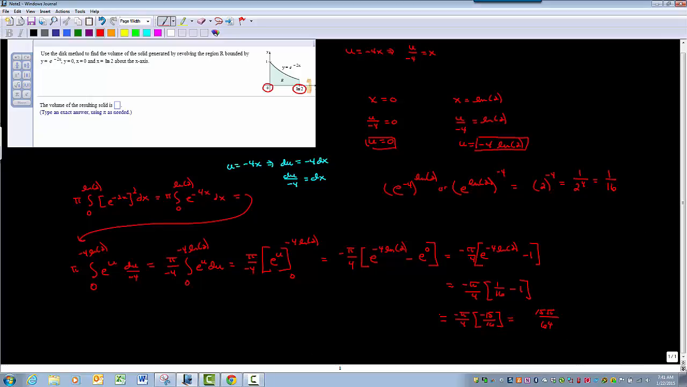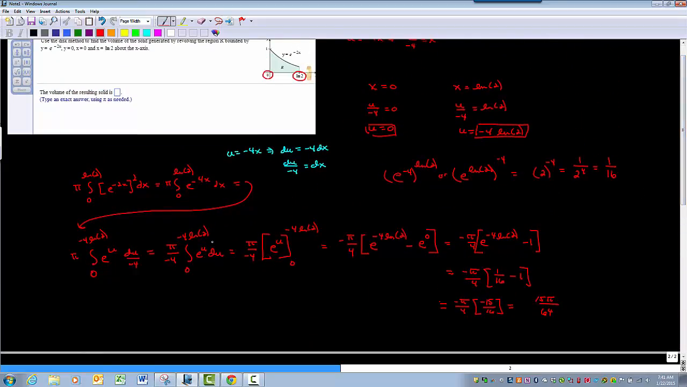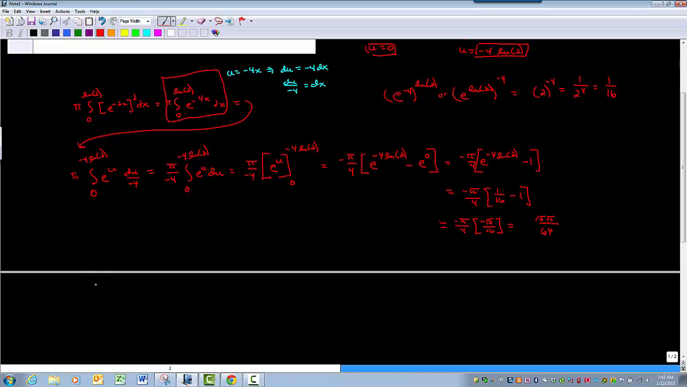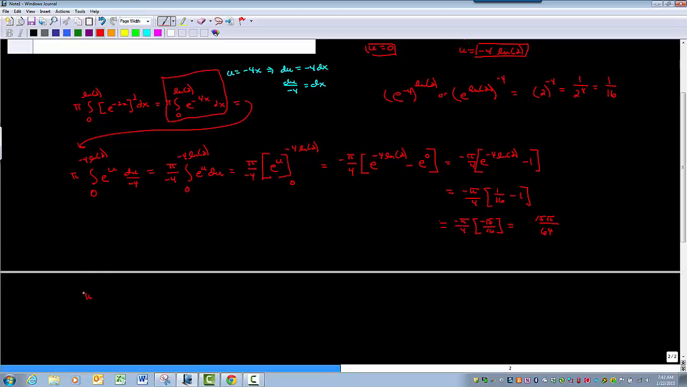Now there's another way of doing this, so I'm going to go ahead and show you. If you don't like this whole changing the bounds and stuff, you don't have to do it that way. Okay, so let's go from right here. Okay, this guy. I'm just going to rewrite it down here so it's a little bit neater. So this is the way that I usually do it.